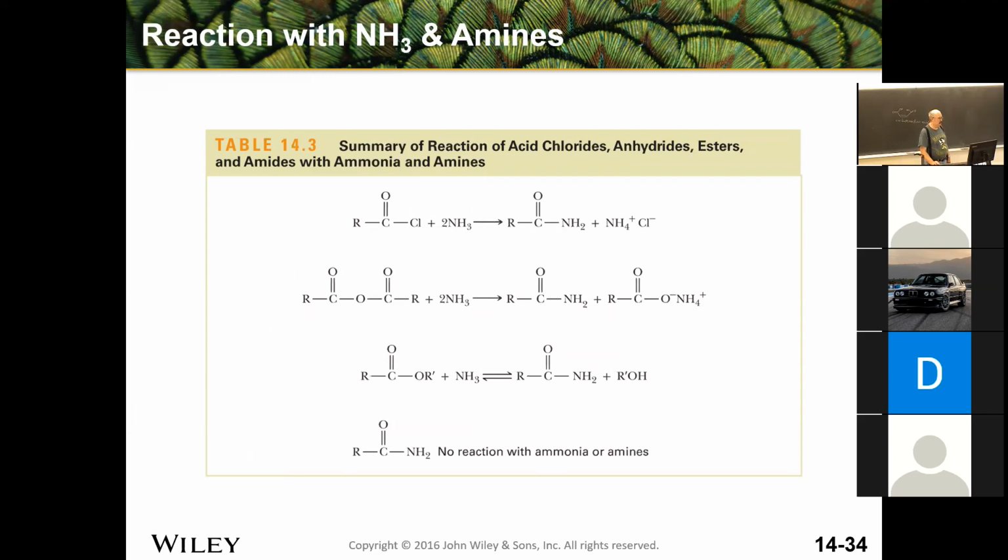So acyl chlorides react with ammonia to form amides, and anhydrides also react with ammonia to form amides. So do esters, but much more slowly, but amides are the least reactive.